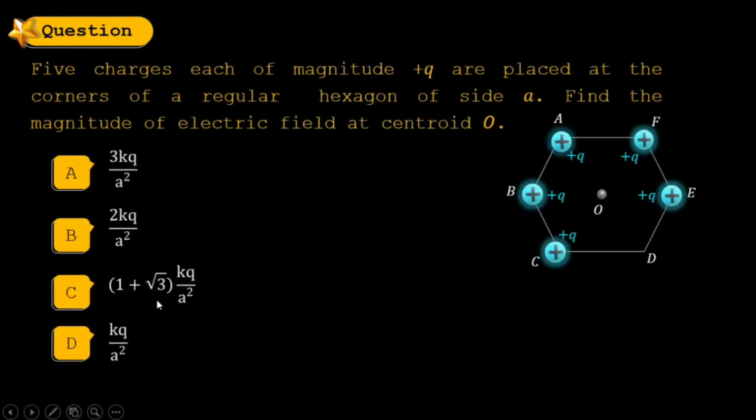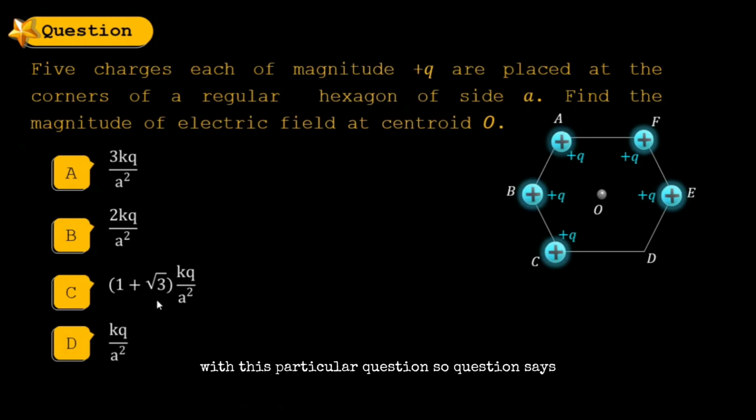Now this is the trickiest question. Again, here we'll be using the same concept. Let me try to help you with this particular question. The question says that there are 5 charges, each of magnitude plus q, and they are placed at the corners of a regular hexagon. A regular hexagon means all sides are of length a. Find the magnitude of electric field at centroid O. What is our magnitude of electric field?